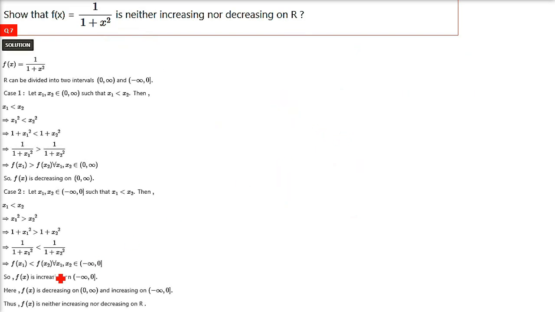Now let me show you here. This is the solution. Same thing you have to do. As I told you, you have to divide this real number into 0 to infinity and negative infinity to 0. Same thing you have to do: for 0 to infinity, show that it is decreasing. Again from negative infinity to 0 you have to show it increasing. And since 0 to infinity and negative infinity to 0 make up the real numbers, one time it is increasing, one time decreasing, so it is neither increasing nor decreasing. If in one range it is increasing, it is okay. But in the same range, if it is both increasing and decreasing, it is neither increasing nor decreasing.